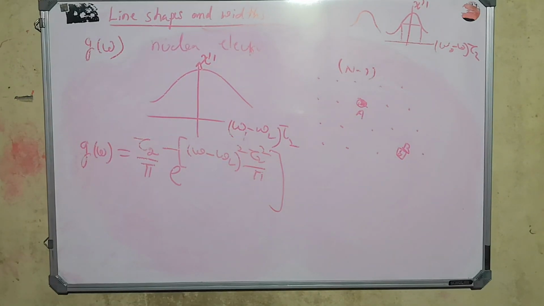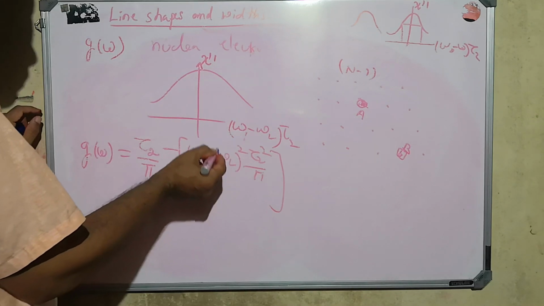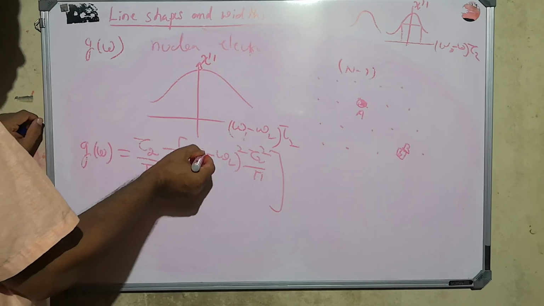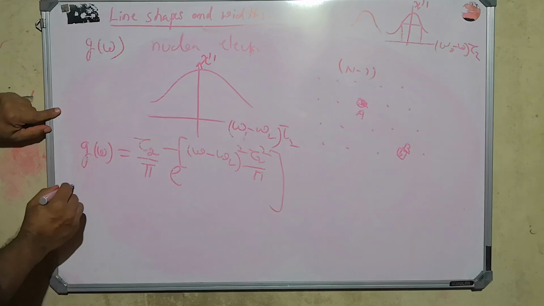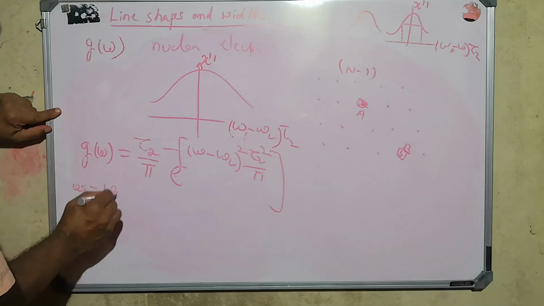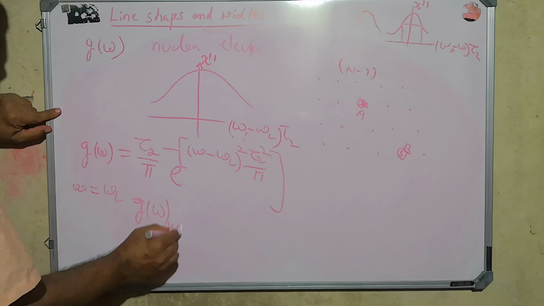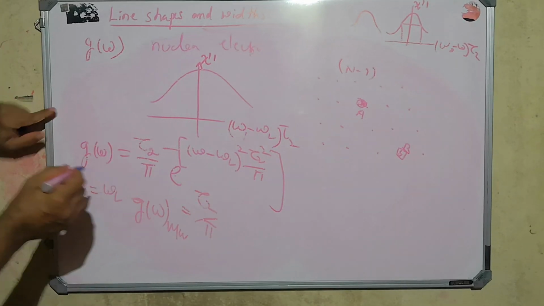So again, absorption resonance means omega is equal to omega L. Under this case, what happens? E to the power 0 is equal to 1. At omega is equal to omega L, we are getting g omega maximum. This is equal to tau 2 divided by pi.